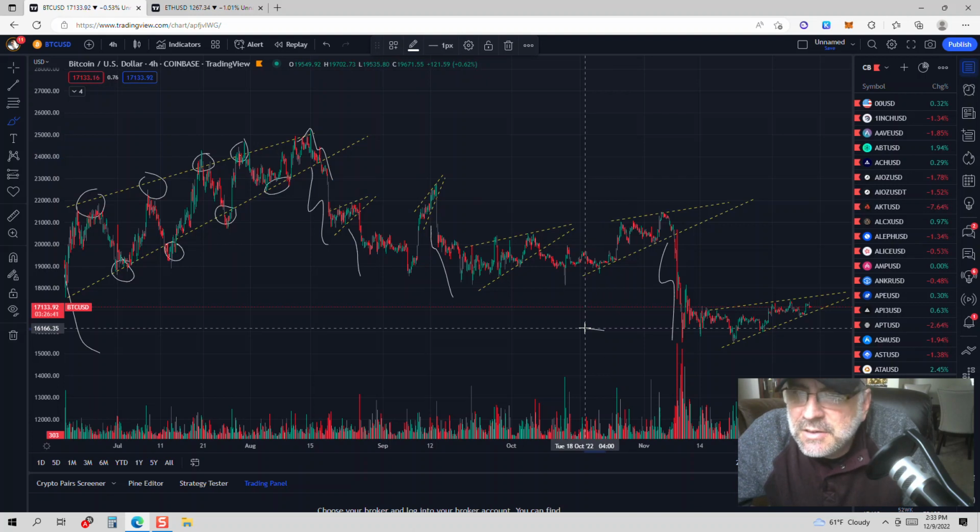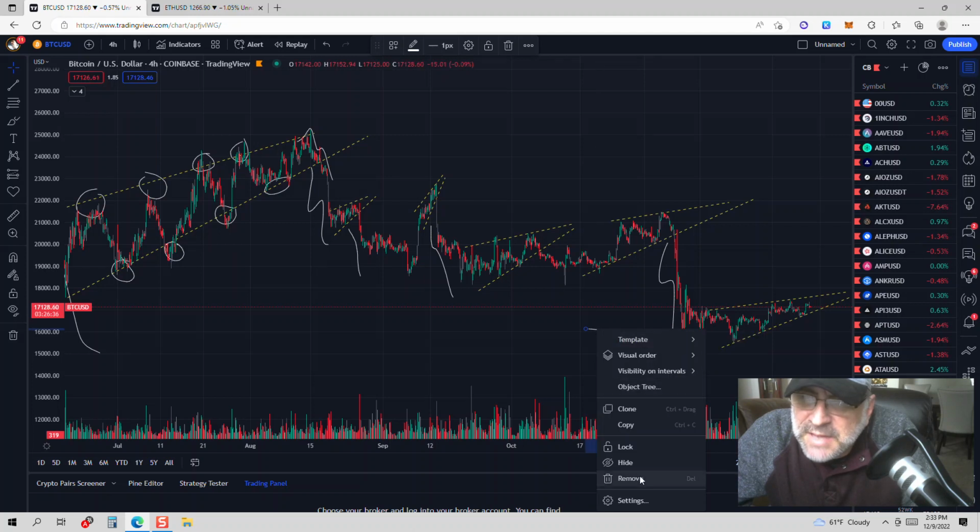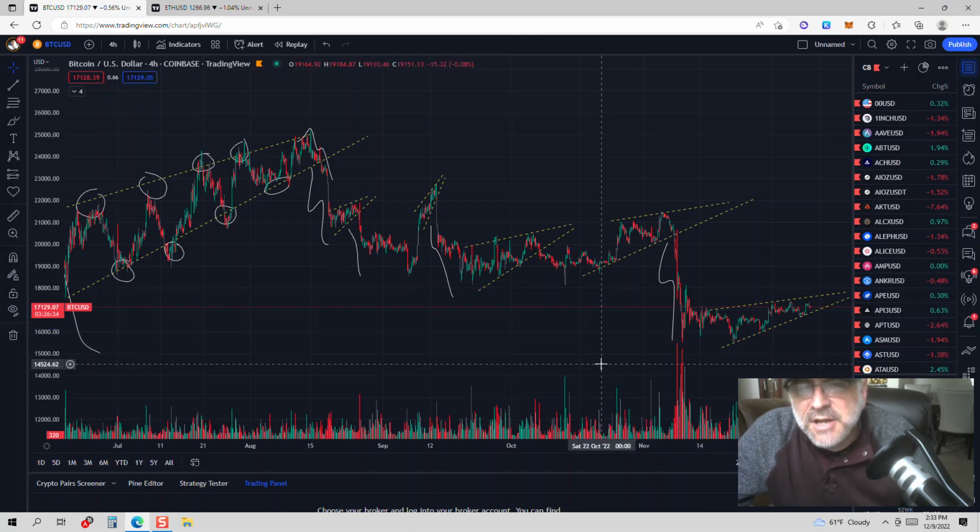These patterns here, what I want to do, because they're pretty much self-explanatory. If you want to learn how to trade rising wedges, I recommend just looking them up. I'm sure there's plenty of tutorials on YouTube and elsewhere, and also in TradingView to look at.